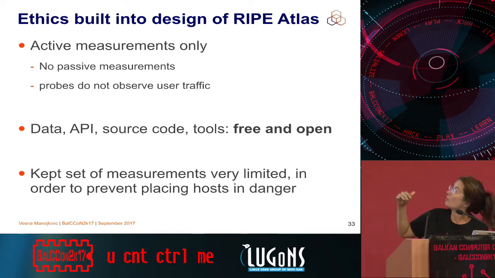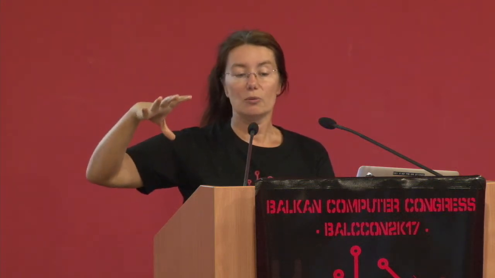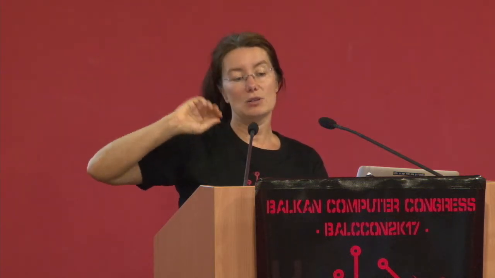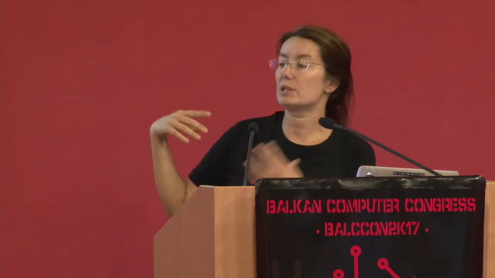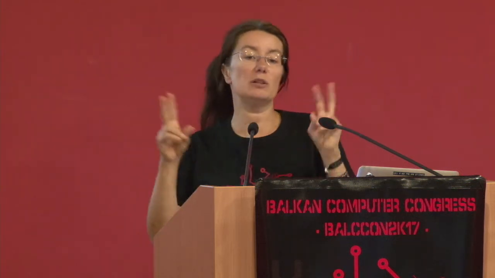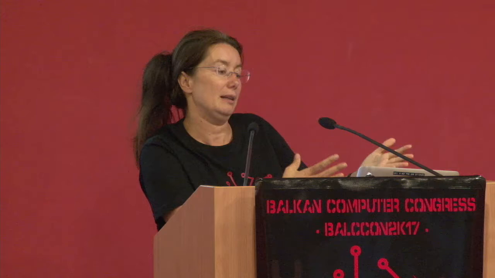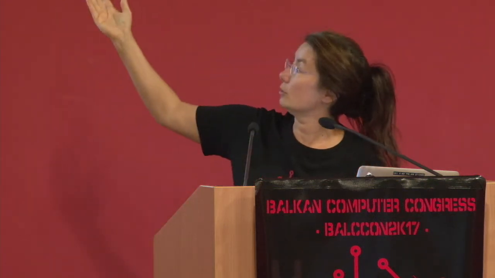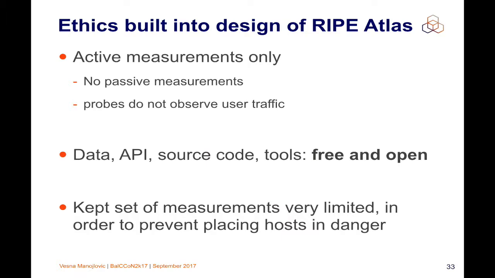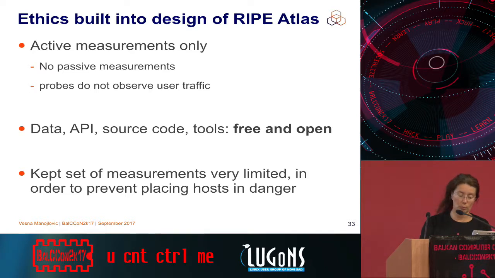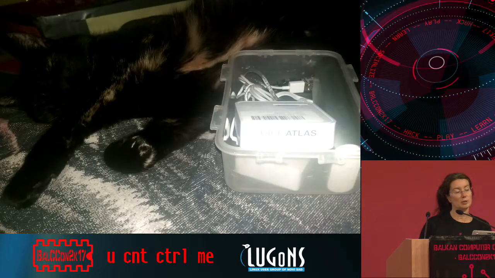So from the beginning, we also decided to only do active measurements. So we don't observe the existing traffic that happens in your network. We generate our own traffic, so we create our own pings and traceroutes. And so therefore, you cannot, for example, measure the speed of your connection or the bandwidth of your connection, because we don't know that. We don't want to measure that. We also have chosen to keep our information as open as possible and as free as possible. And then, again, we don't want to put the host in danger, because people actually host these probes at home.